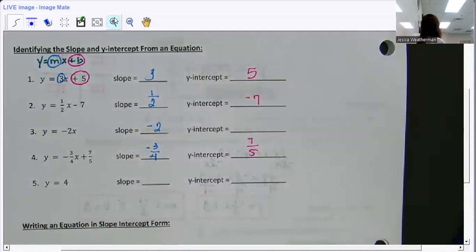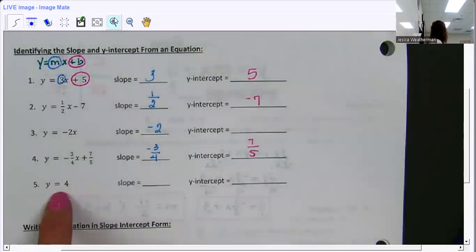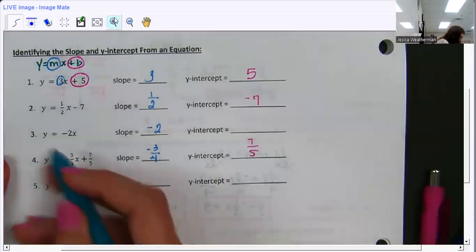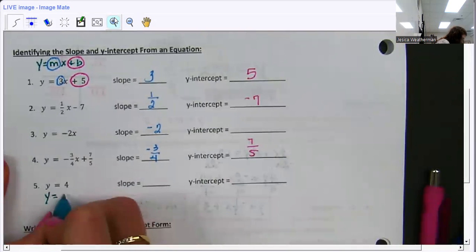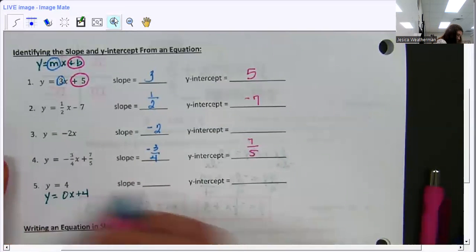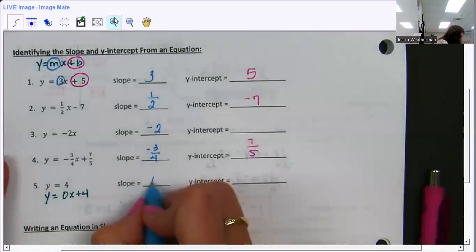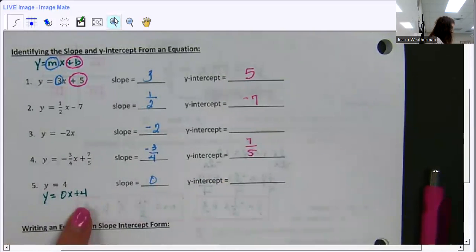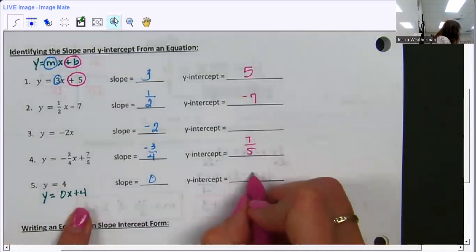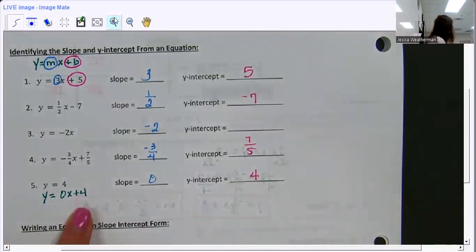So this is just like the one on the other side that I said you could rewrite into a slope intercept equation. What is the slope here? It's 0. So you could rewrite this as y equals 0x plus 4. And then your slope would be 0, making your y-intercept 4. Okay. What about number 3?